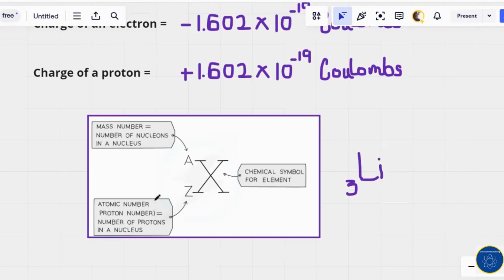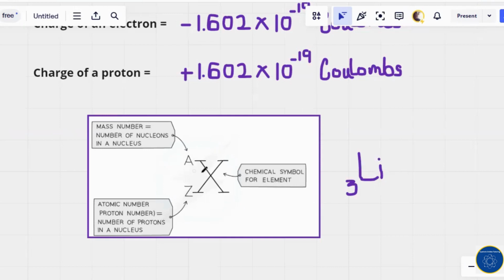And what about the mass number? Mass number is also called nucleon number. It is the total number of the protons and neutrons in the nucleus of an atom, and it is represented by the symbol A. So how can we find out the number of neutrons in an atom?